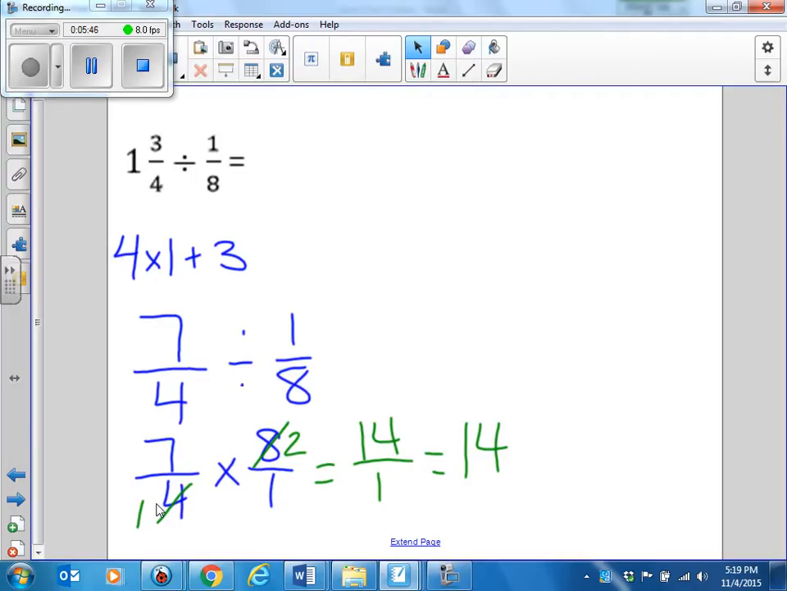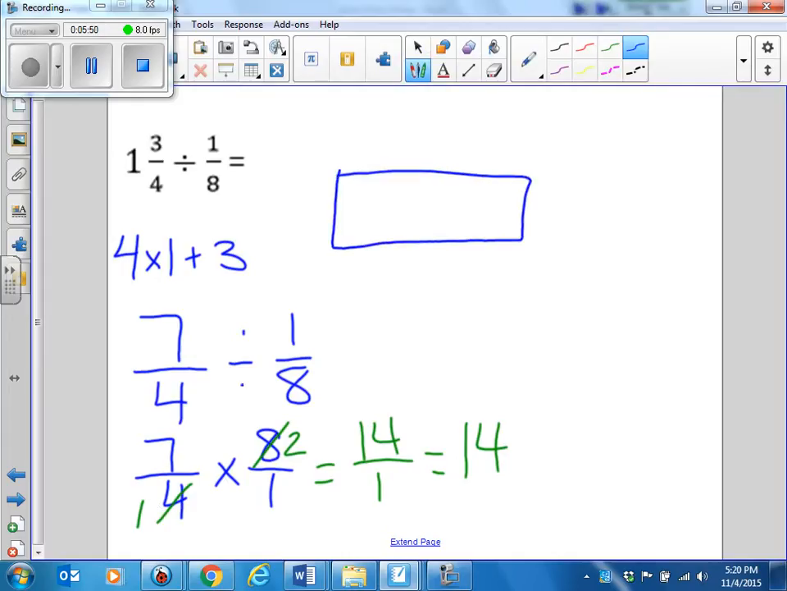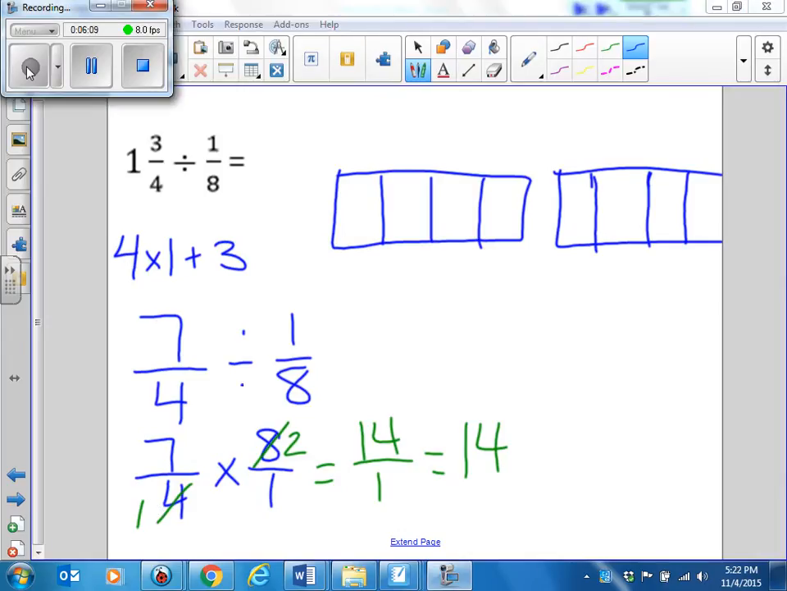All right, let's see what this would look like in a model form. So if I was to model this, there's my one whole, here's my second whole. All right, so I'm going to divide each one into 4 pieces. Okay, so I've divided these 2 wholes into fourths. And I'm going to get rid of 1/4 because I only have 1 3/4.